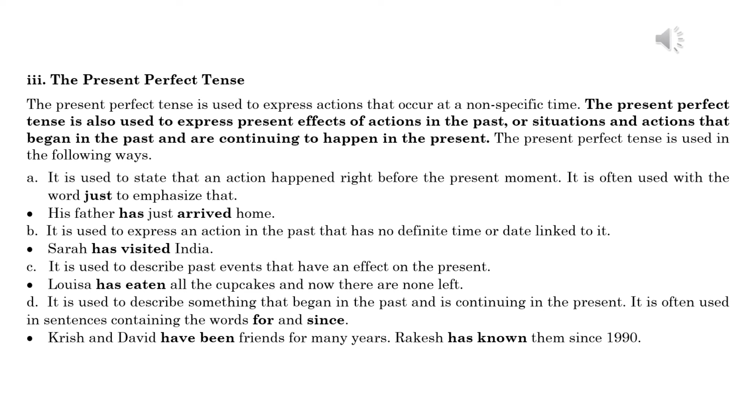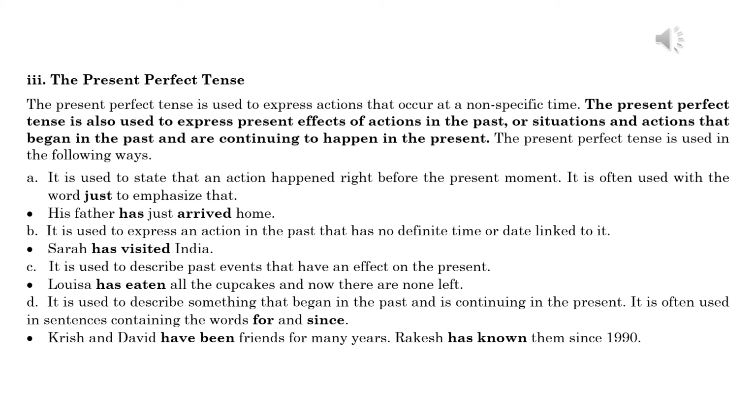Three, the present perfect tense. The present perfect tense is used to express actions that occur at a non-specific time. The present perfect tense is also used to express present effects of actions in the past, or situations and actions that began in the past and are continuing to happen in the present. The present perfect tense is used in the following ways.